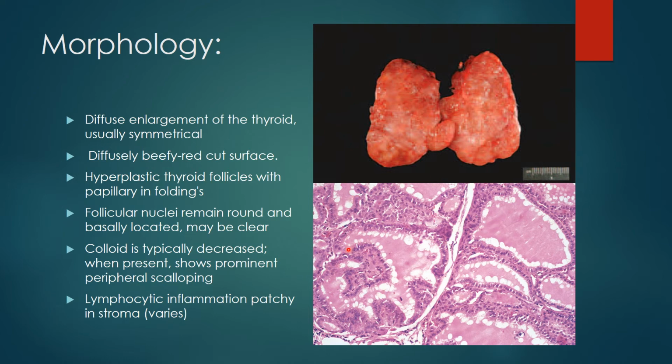So what are the most important findings histopathologically? There will be hyperplasia of the thyroid follicles. There will be papillary enfolding. There will be a decreased amount of colloid, and there is a scalloping of the colloid, peripheral scalloping. It may show lymphocytic infiltration as well.